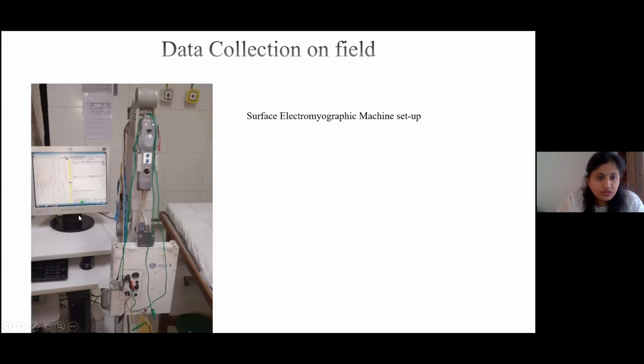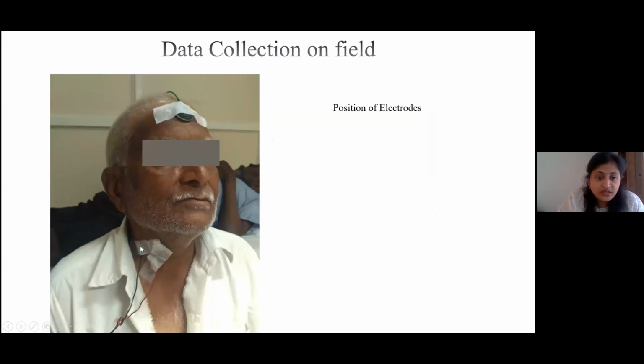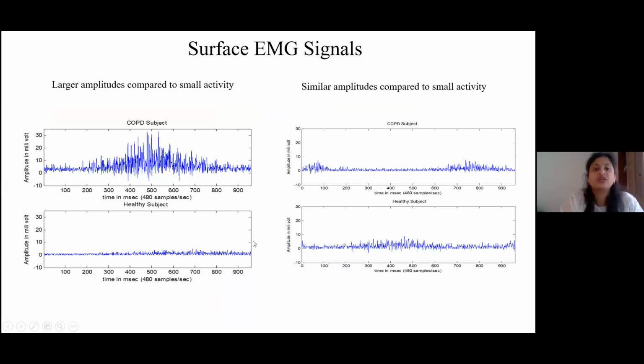This is the actual data collection. This is the machine, the RMS Salus machine. We are having these electrodes, you can see these electrodes. This is a 2-channel machine. This also works as an NCV machine. And these are the placements of the electrodes. See, these adhesive tapes are used because this is a reference position of the electrodes.